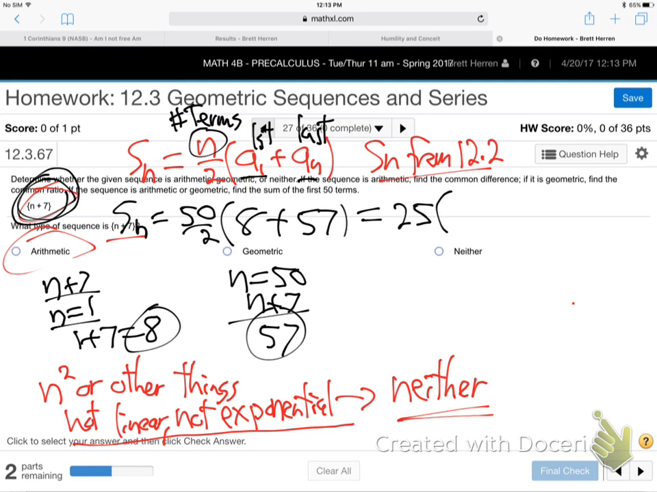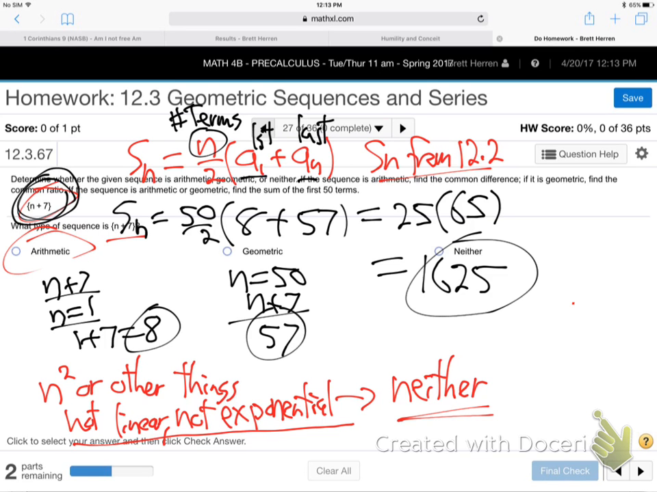What's that? 25 times 65. Somebody got a number there? 1625. There's the sum of the first 50 terms of that formula. Is that good? Is that making sense on that? Any questions on that one?